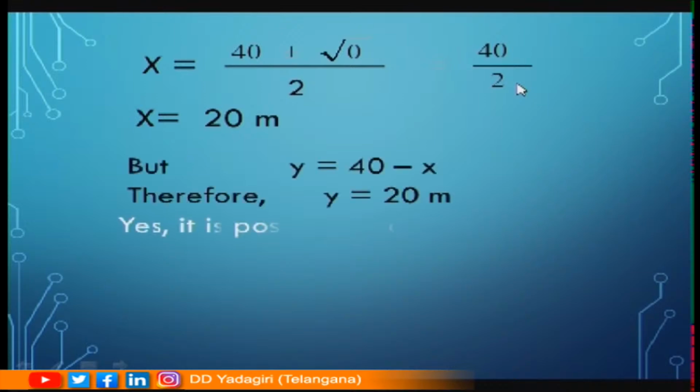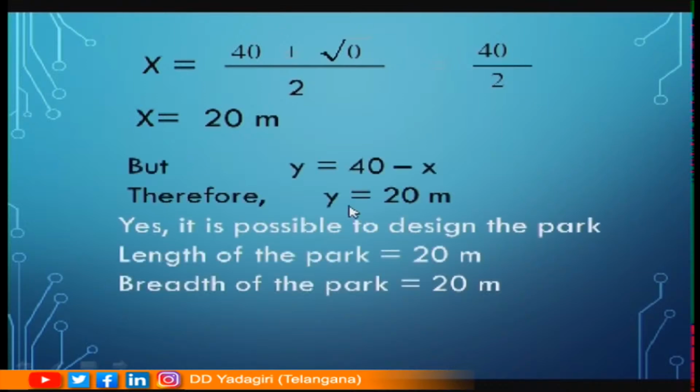But we know y is equal to 40 minus x. So, our y value also will be 40 minus 20, which is 20 meters. Therefore, we can say it is possible to design the park of length 20 meters and breadth 20 meters.